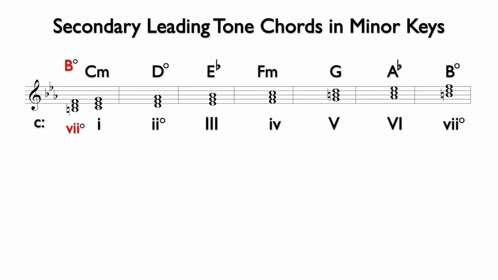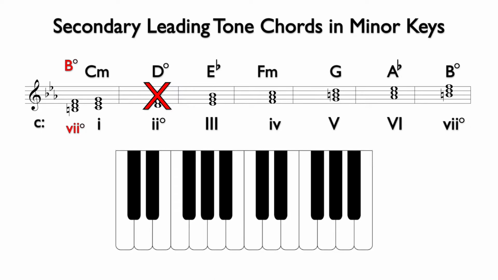Secondary leading tone chords lead to major or minor chords other than 1. Since the 2 chord in a minor key is typically diminished, we will not use the 7 diminished of 2. Let's start by examining 7 diminished of 3.